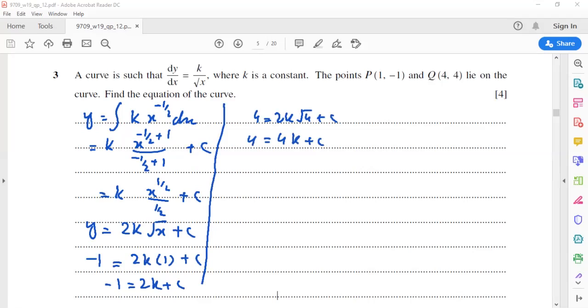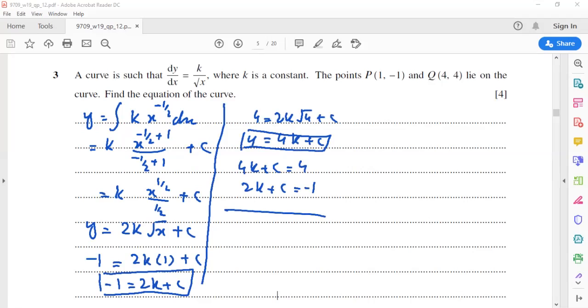Now let's solve this and this simultaneously. So 4k plus c is equal to 4 and 2k plus c is equal to minus 1. Subtracting this, c cancelled out. So 2k is equal to 5. So k is equal to 5 over 2. Now place this value of k equal to 5 over 2 in this to get the value of c. So minus 1 is equal to 2 into 5 over 2 plus c. So c is going to be minus 6.